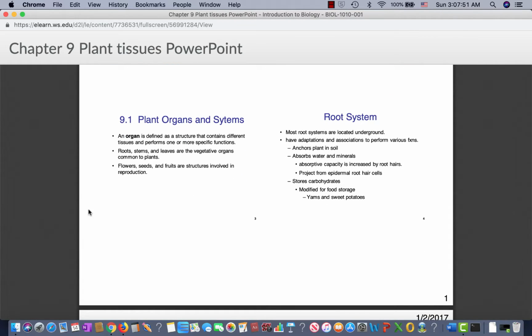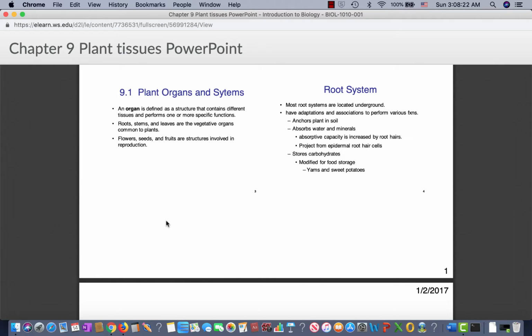An organ is defined as a structure that contains different tissues and performs one or more specific functions. Like your pancreas is a filter for your blood, and it also produces hormones, and so that's its function as an organ. Roots, stems, and leaves are the vegetative organs common to plants, and then flowers, seeds, and fruits are structures involved in reproduction.